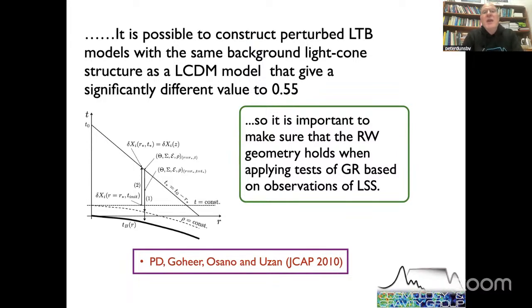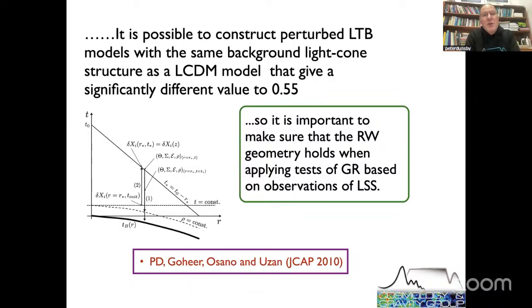If, for example, you take a very simple inhomogeneous model, the LTB metric, which has two free functions, what you can do with that is a rather nice thing: you can take data like number counts and the luminosity distance, and you can fit those two free functions in such a way that the background light cone structure is exactly the same as lambda CDM. So from the point of view of observations, there's no way of distinguishing between an LTB metric and a Robertson-Walker metric.